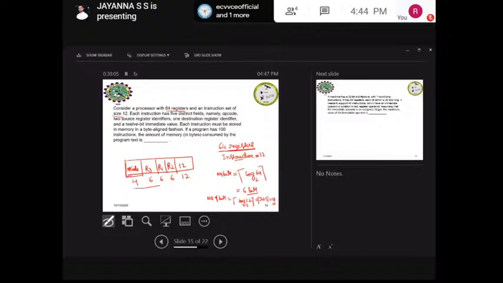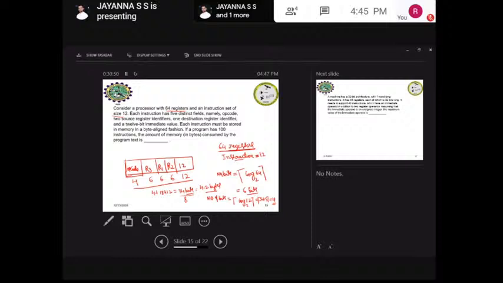Then adding the total number of bits, 4 plus 6 plus 6 plus 6 is 22, plus 12, so we get 34 bits. So 34 bits are required for storing one instruction. Then we have to calculate how many bytes are required for storing 100 instructions, in terms of bytes. First I will convert these 34 bits into bytes by dividing by 8, and we get 4.25 bytes.